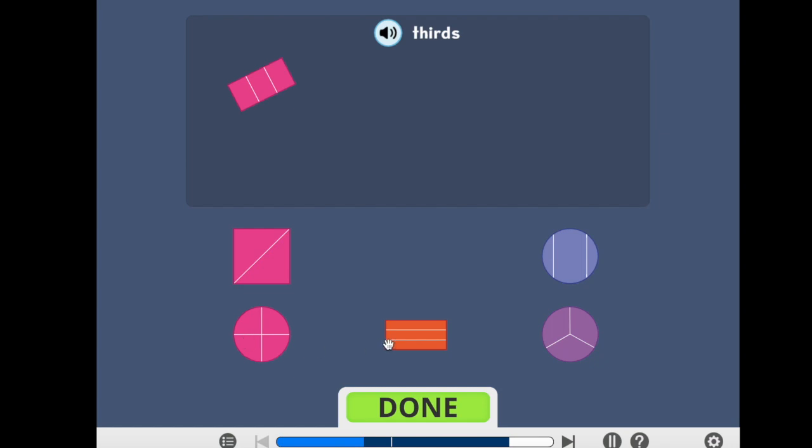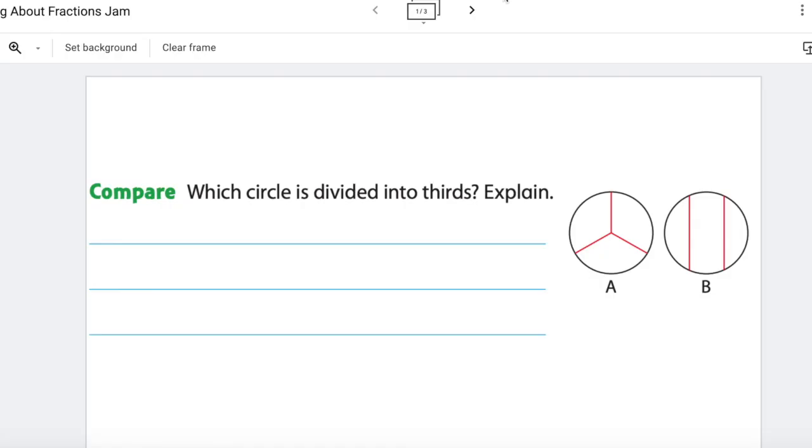Look at these last 3 shapes. Which of them show thirds? If you said the orange one and the purple one, you were right. This pink circle doesn't show thirds. The parts are equal sized, but there's 4 of them. That shows fourths. So here is your JAM assignment for today.